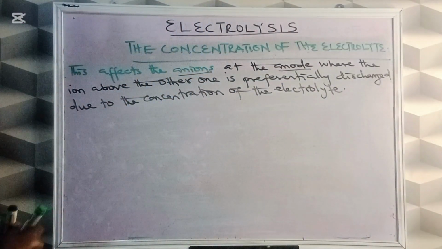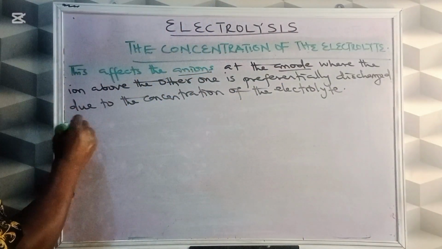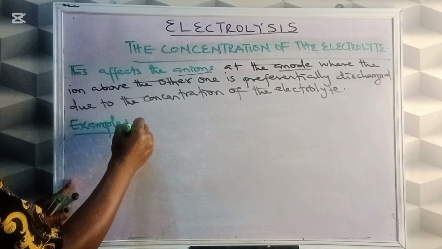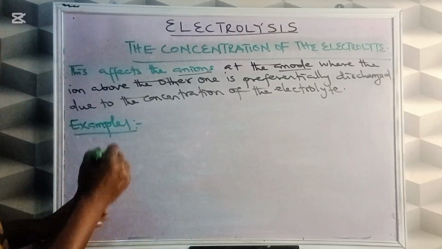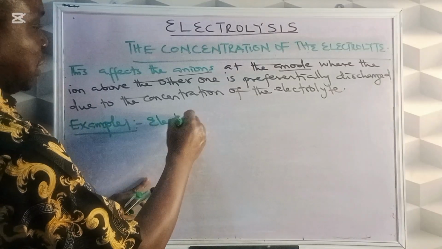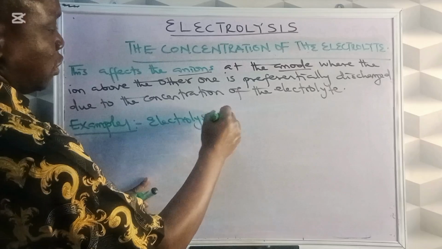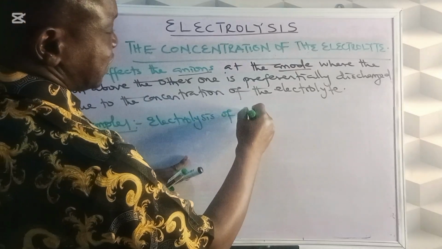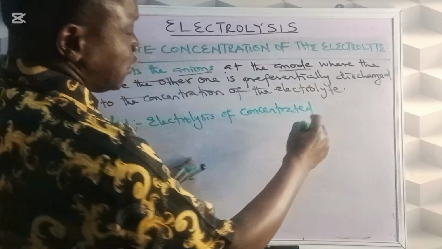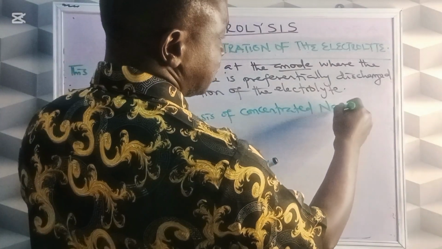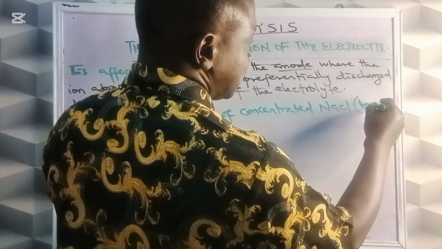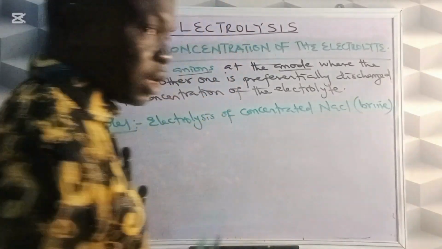We are going to start with example 1. Let's see example 1, how concentration affects that. So let's see electrolysis of concentrated sodium chloride. We call it brine. So anytime you mention brine, it is conc.